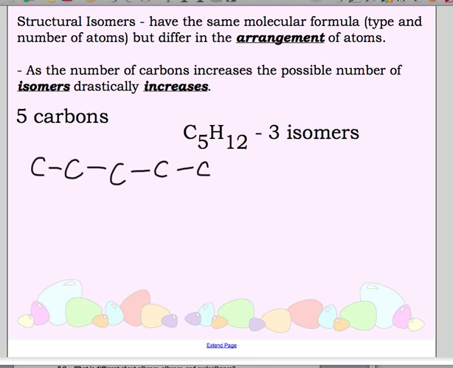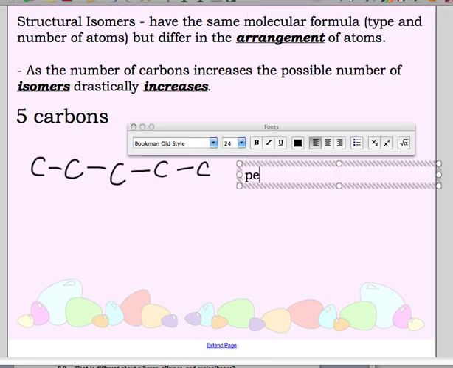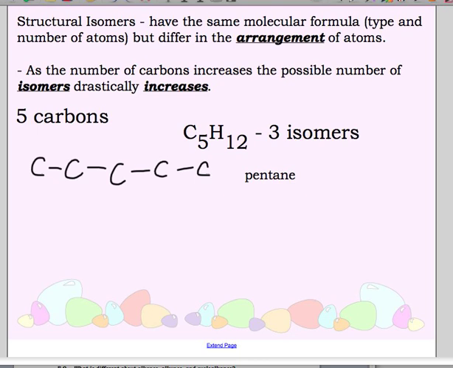And if you give this guy a name, from what we did earlier, you would call him pentane. So he is your first possible isomer. He is a way of arranging 5 carbons and 12 hydrogens. And again, I didn't draw my hydrogens in, but if you drew them in and you made sure carbons all had 4, then he would make it work. Our second isomer is this guy right here.